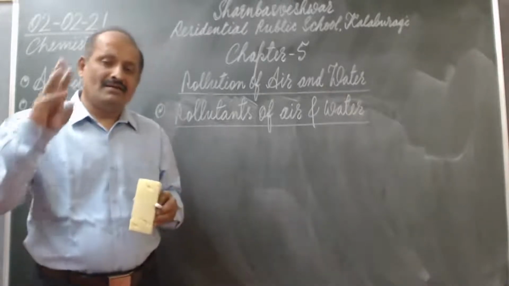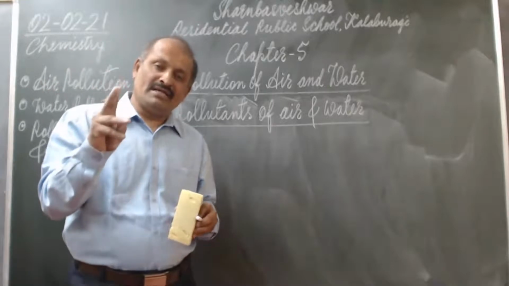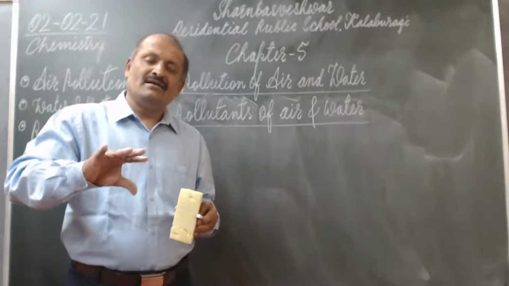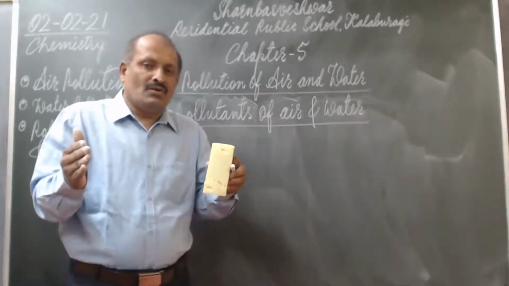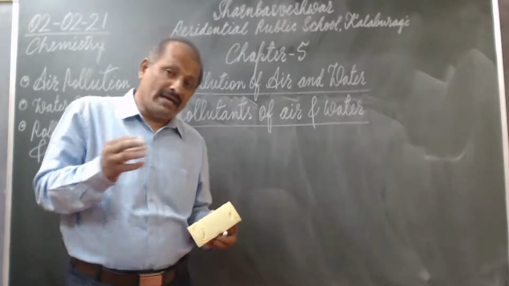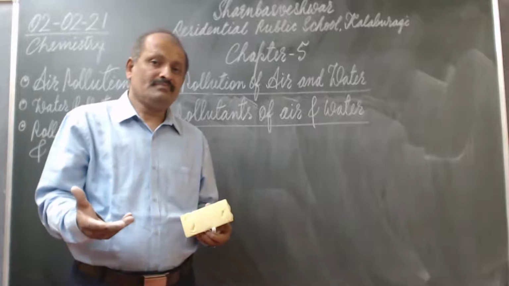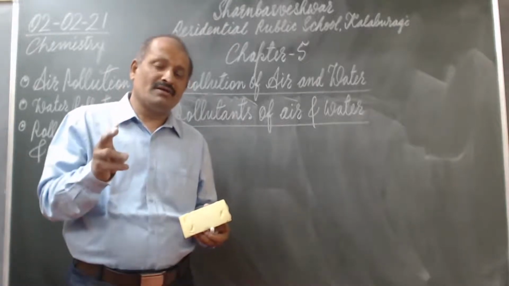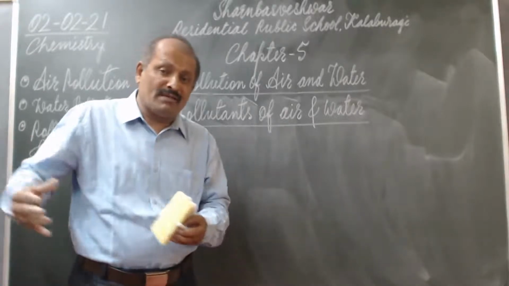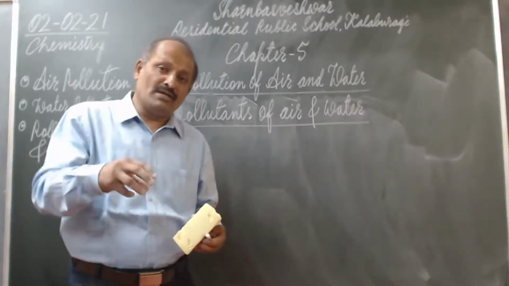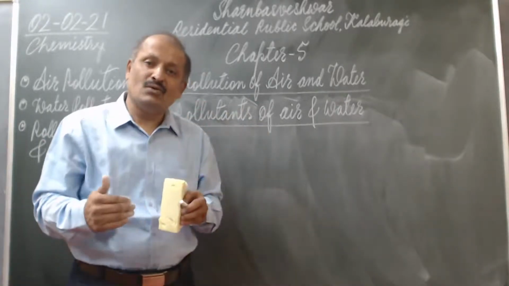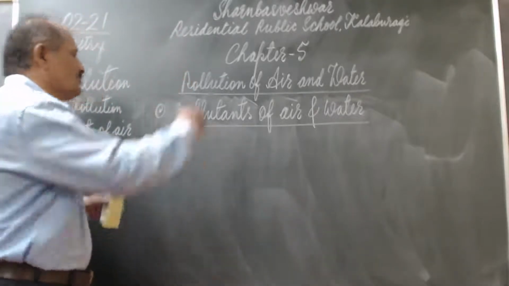For example, carbon monoxide, carbon dioxide, sulfur dioxide, sulfur trioxide, nitrogen oxide. These are the gases or the pollutants that pollute air. And I told you, sewage water, wastewater, and petroleum products emitted from the industries are the pollutants that contaminate water. So these are the pollutants of air and water.